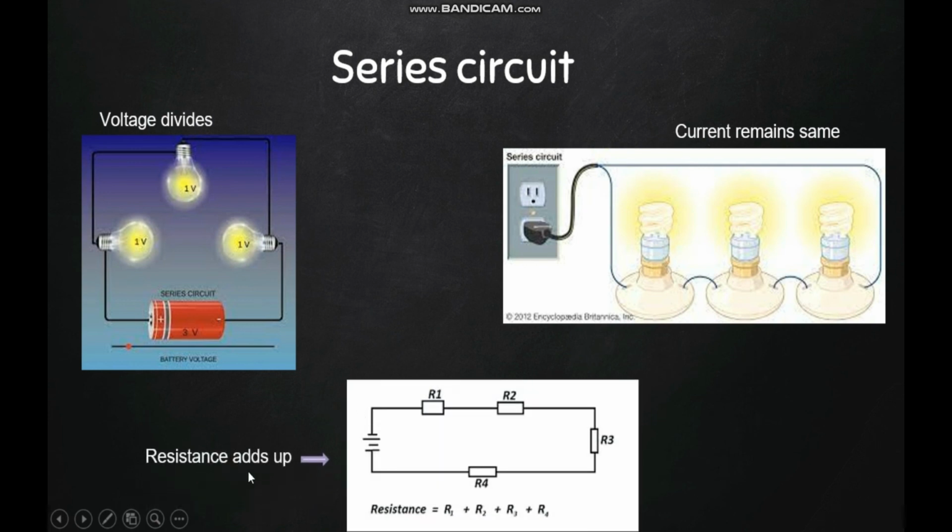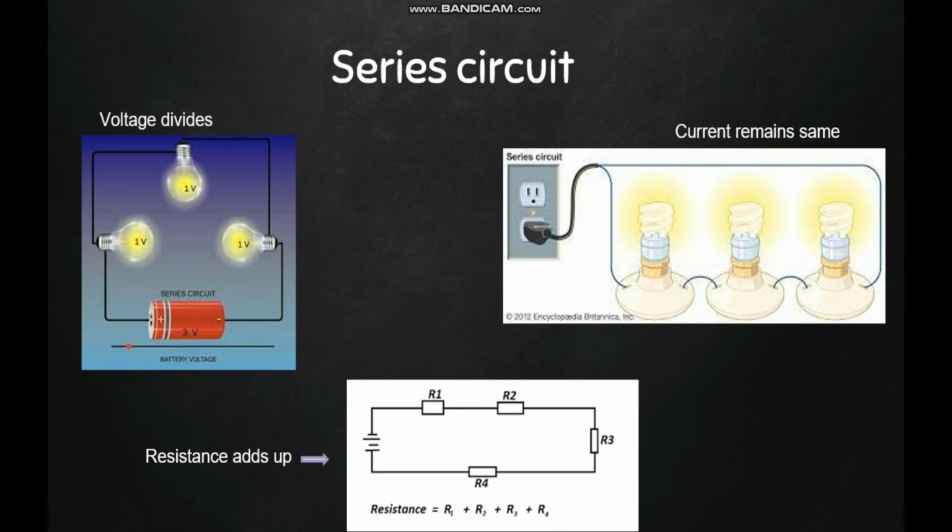And looking at resistance, it adds up in series circuits, as we discussed before. Basically, we just add resistor 1 plus resistor 2 plus resistor 3 plus resistor 4 to give the total resistance in a series circuit. So in a series circuit, voltage divides, current remains the same, and resistance adds up.